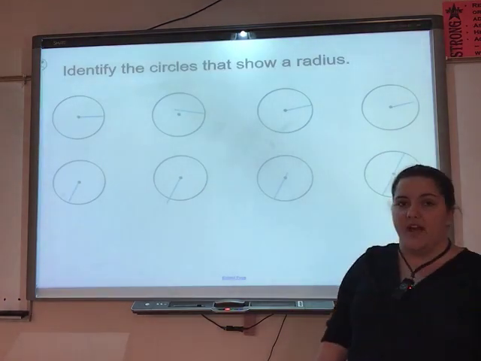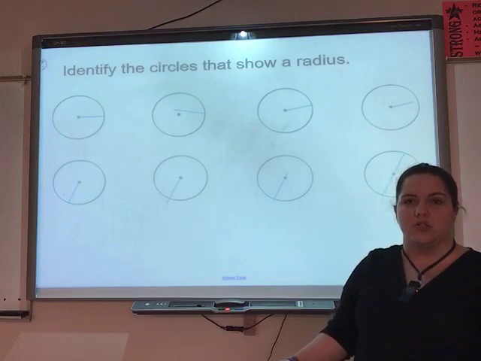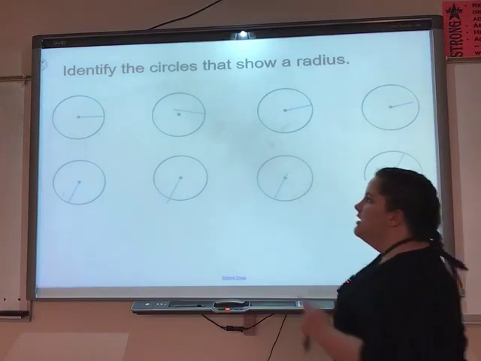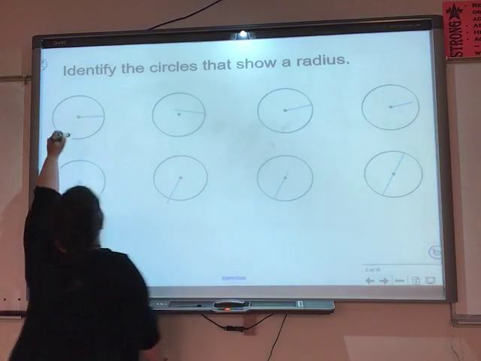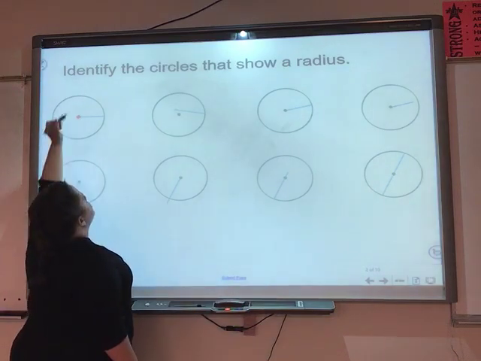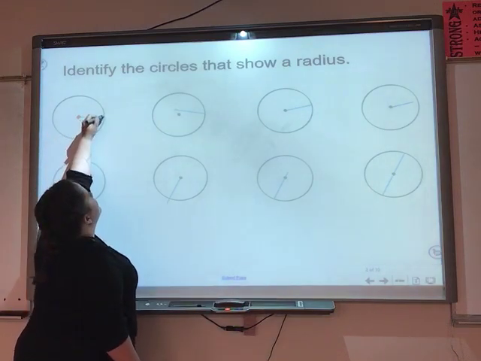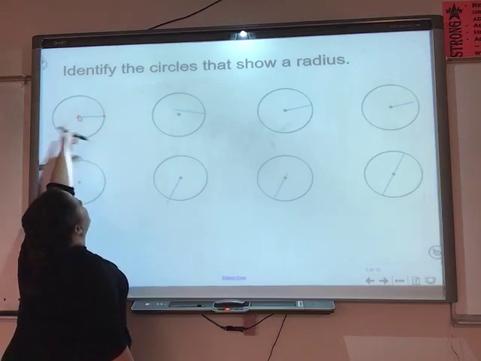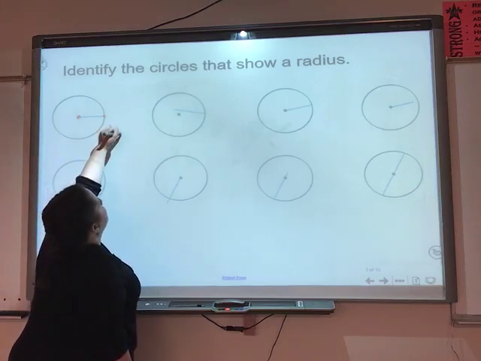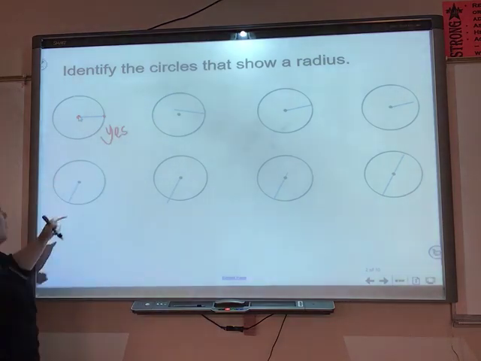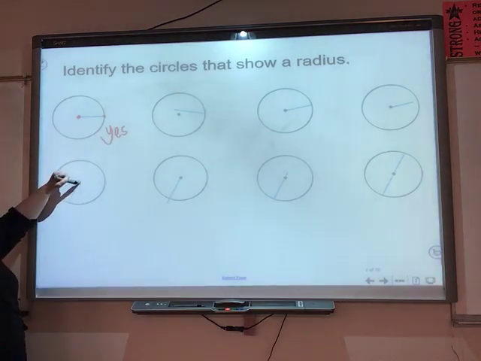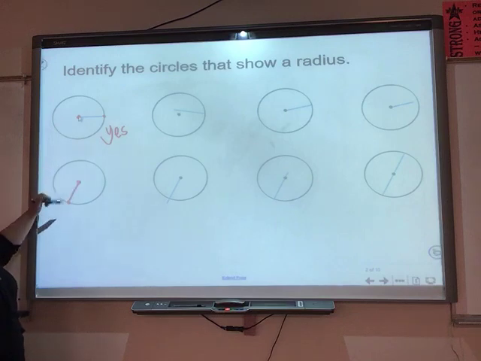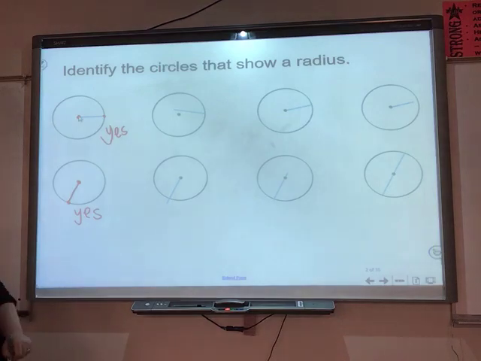We want to identify, yes or no, do these circles show a radius? So if we look at this first one, is there an end point in the center? Yes. Is there an end point on the edge? Yes. Is that my whole radius? Yes. Coming here, we have our center point, our edge. This line is going straight between them. So yes, that is a radius.